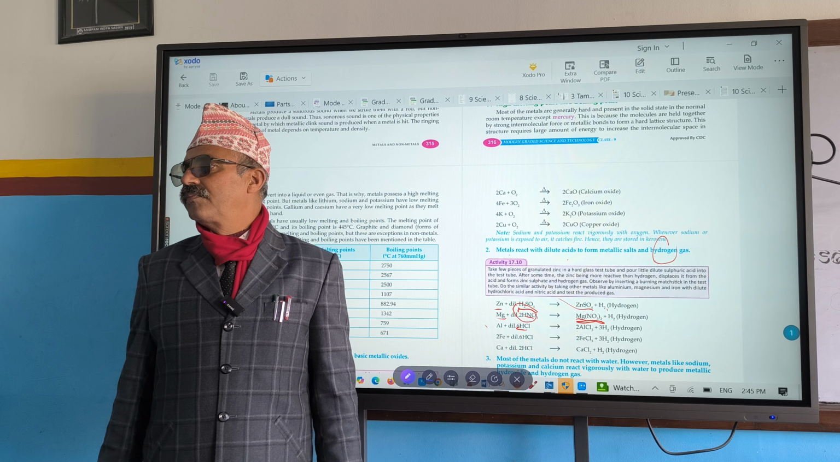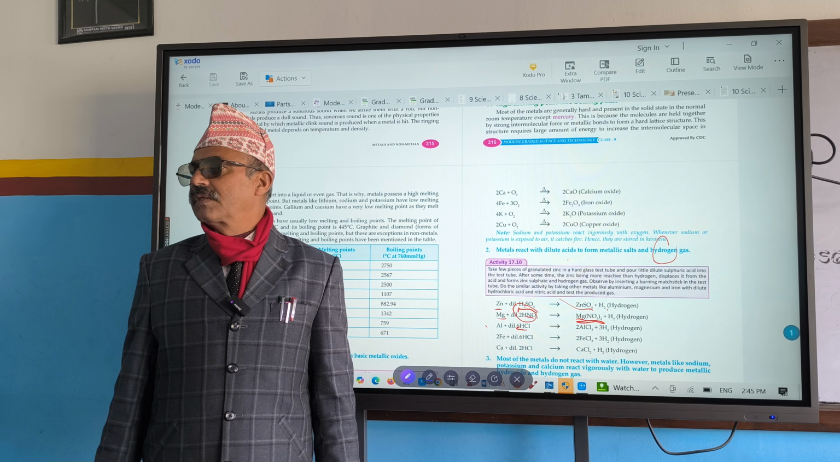How has it come? Very simple. Zinc displaces hydrogen, hydrogen separates, and zinc sulfate forms. Magnesium displaces hydrogen, so hydrogen goes outside, and Mg(NO3)2 forms. The valency of magnesium is 2 and nitrate is 1, so criss-cross. You have to remember that.